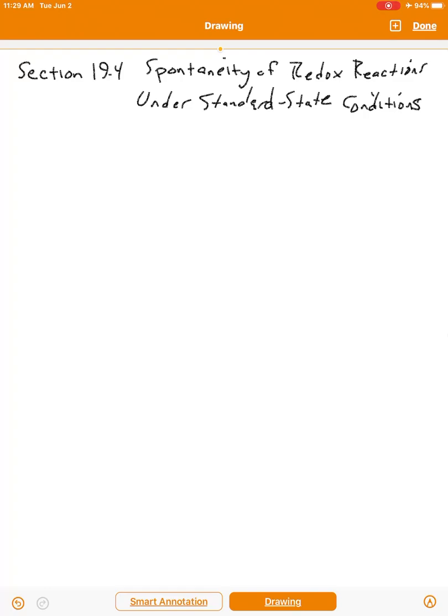So let's begin. I'm going to write down pieces of information that will be useful for us as we move along and start talking about spontaneity. And so the first thing I'm going to say is that if we want to calculate the amount of electrical energy during a process, what we do is we take the number of volts and we multiply that by the number of coulombs in the process. And that product is in joules.